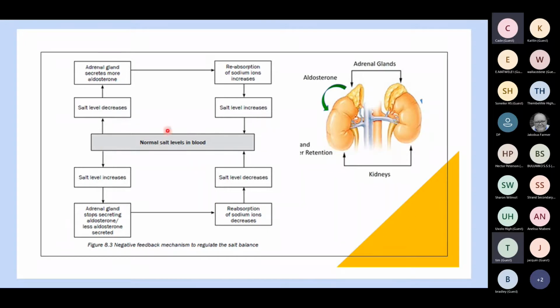And the same when the salt level has decreased. Visualize. Target organ is the kidney. Gland is the adrenal glands. Hormone, aldosterone.